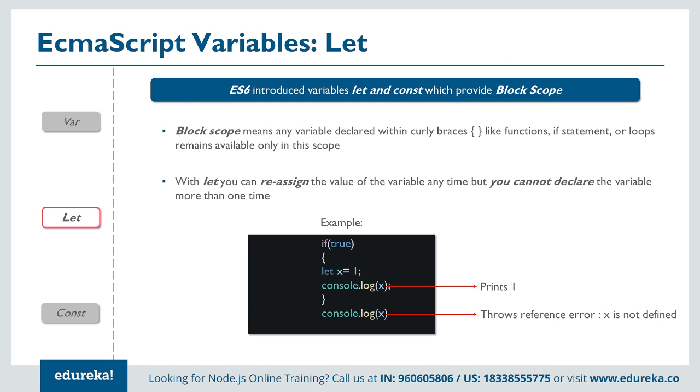Now ES6 introduced two keywords for variable declaration, let and const, which are not local and global scope, but they are block scope. So to make you understand, in for loops you write var i equal to 0, i less than length or something like that, and i plus plus. But in the for loop, when you say for var i equal to 0, i is not limited to the for loop's scope. i is in the scope of the function inside which you have written the for loop.